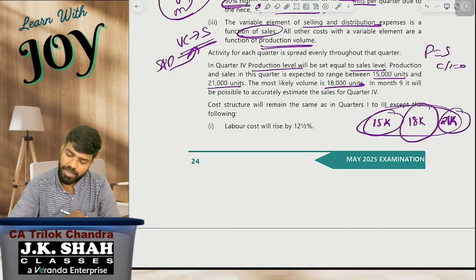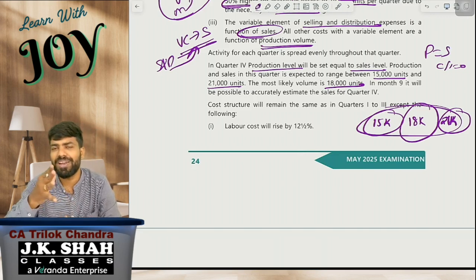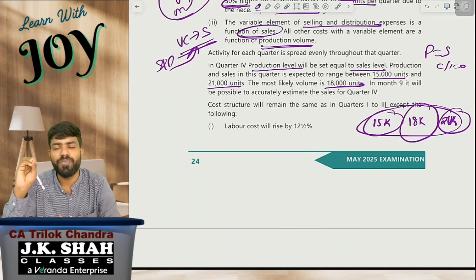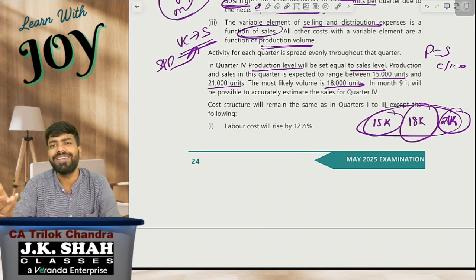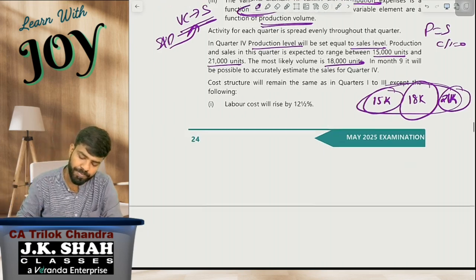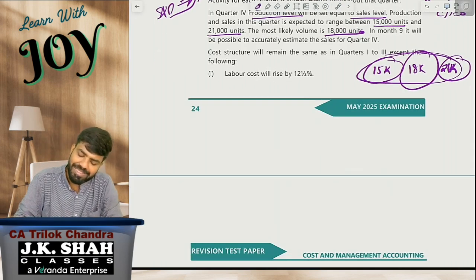Okay, next. In month 9, it will be possible to accurately estimate the sales of quarter 4. So as of now, we cannot estimate accurately, but in the 9th month, we can estimate accurately. As of now, according to us, in the 4th quarter, what is possible means either it will be 15,000 or 18,000 or 21,000, but most likely is 18,000. Okay, next. Cost structure will remain the same as in quarter 1 to 3, except the following.